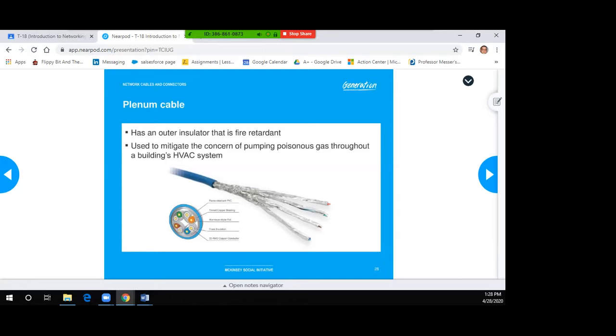Questions on the plenum cable? Still a twisted pair.